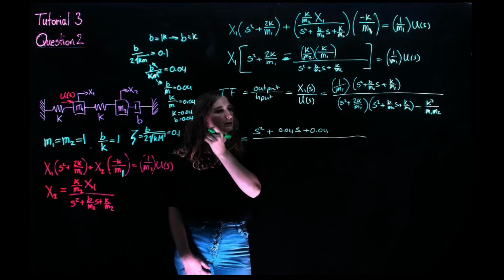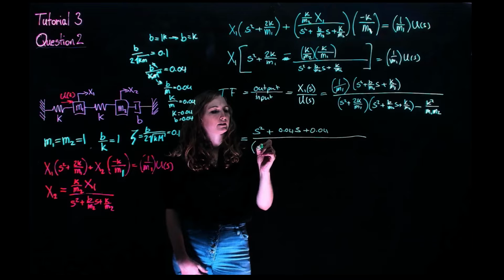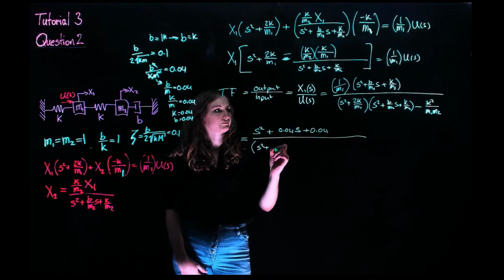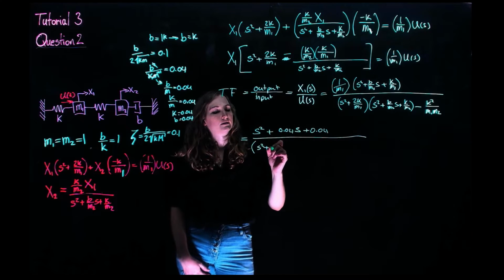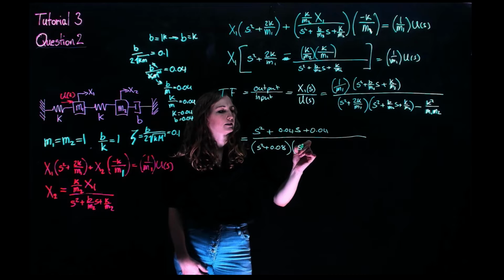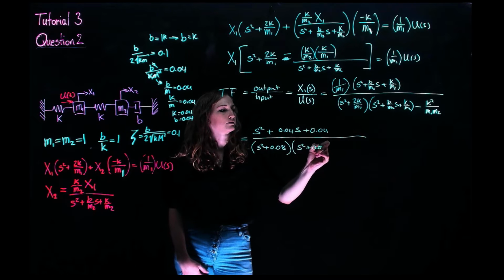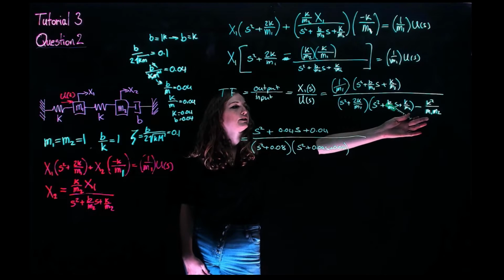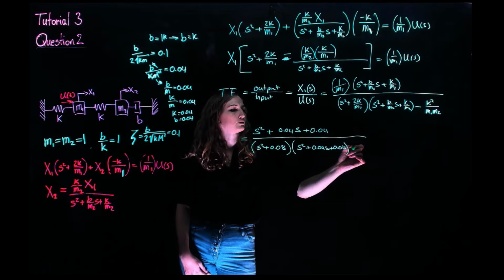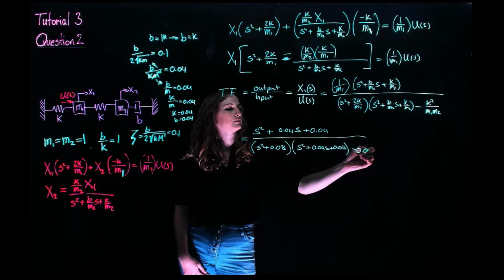So that one was pretty easy. In the denominator, we get s squared plus, so that's going to be 2 times k over m, which is 0.08, multiplied by s squared plus 0.04s plus 0.04. And then finally, over here, we get k squared. So it's going to be minus 0.0016.